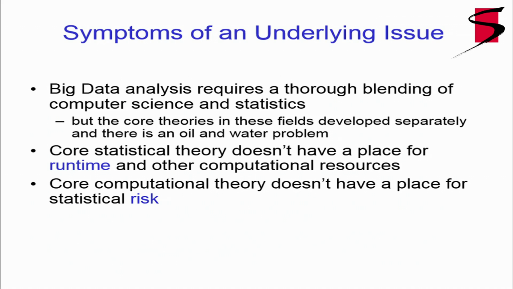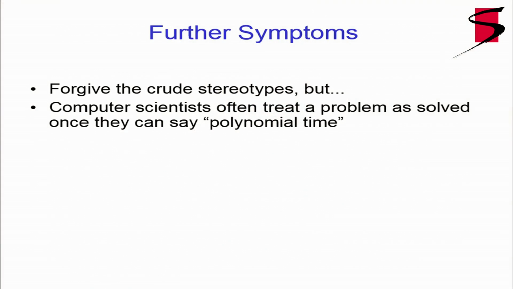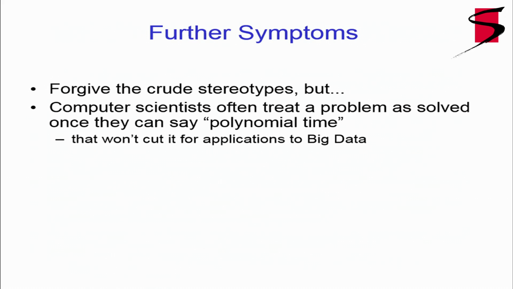If you look on the computer science side, you have all kinds of equations involving runtime. That's the core quantity, but you don't have statistical risk. You optimize other quantities that are often more ad hoc, geometric quantities or optimization quantities. All right, so we have a fundamental oil and water problem. To make this even more blunt, a computer scientist will often solve a problem by saying, I've got the problem, here it is, I've made a formal structure, and I get an algorithm that runs in polynomial time. Done. Closed. Problem closed. That's just no good for the modern world.